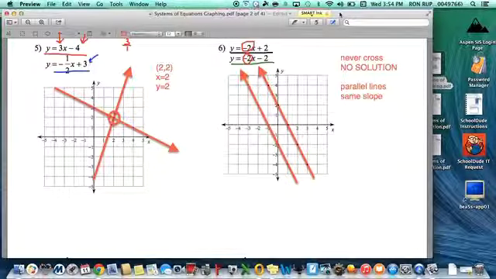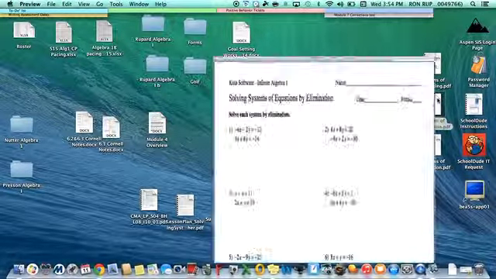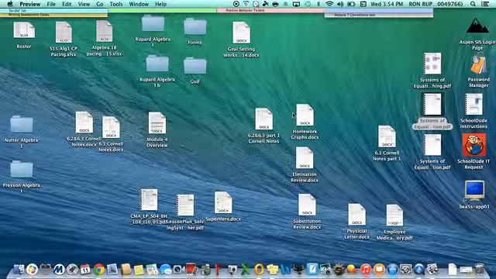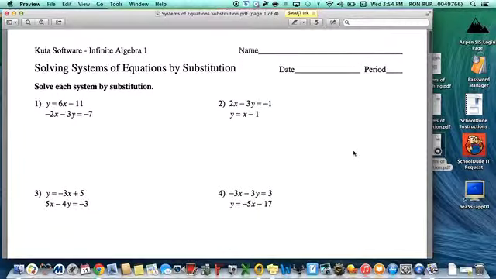Now, I'm going to come back to the solving by graphing page in a little bit to show you an example of substitution. But the next thing we're going to do, because it's probably the most confusing, is talk about substitution. So you need to get out your substitution, that's elimination, substitution worksheet. And I am going to look at number 2 and number 4.